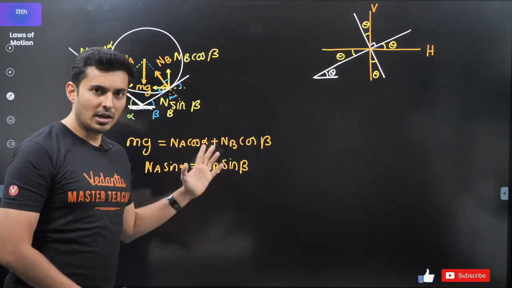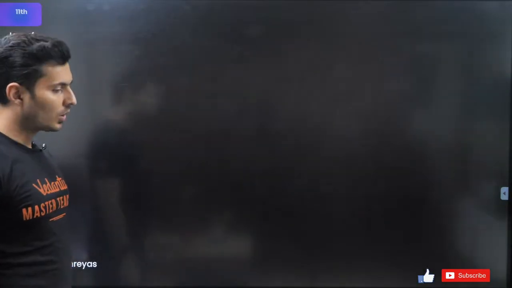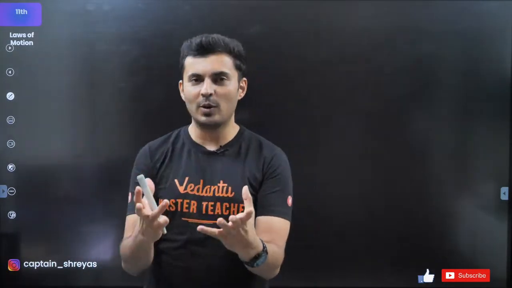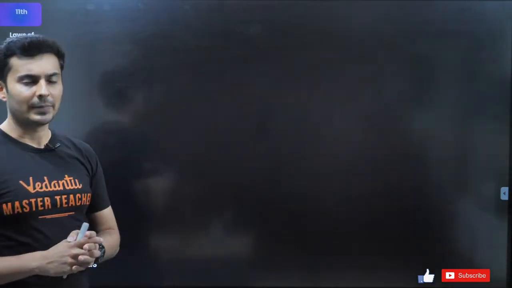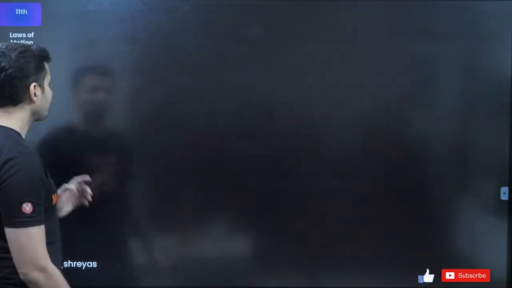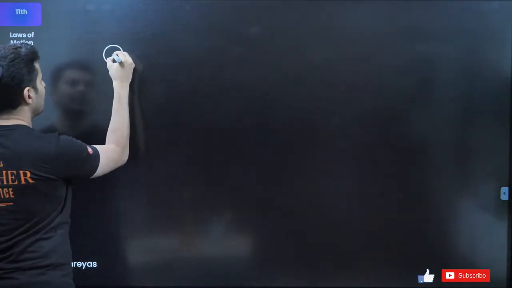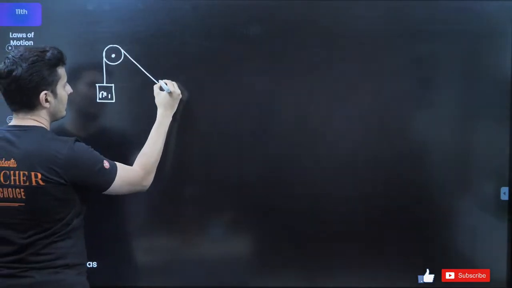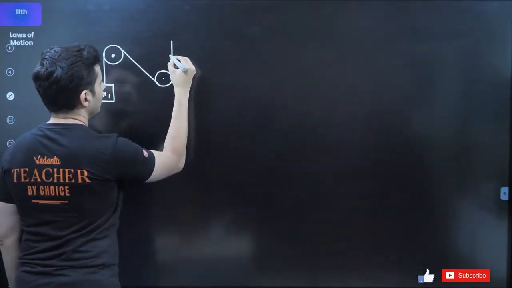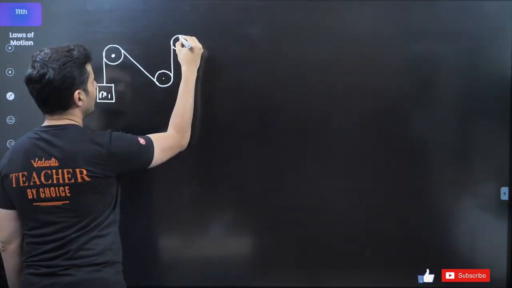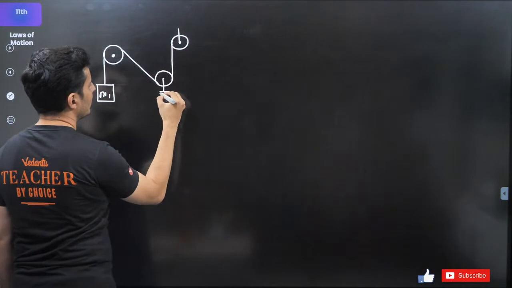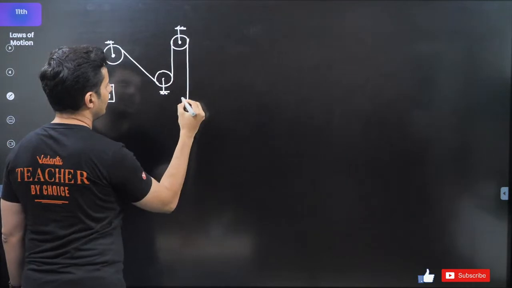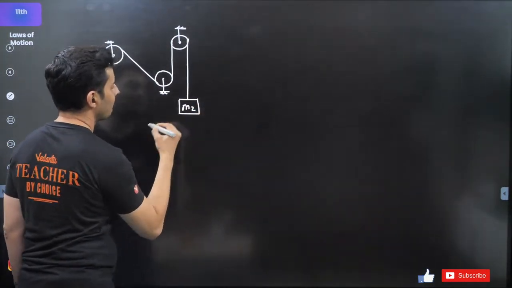Cool? Okay, understood? Clear? Let's solve some more questions based on pulley mass systems or even constraints. A lot of students have a lot of questions or misconceptions regarding that. Whenever you see a pulley mass system, let's say there is a mass m1 over here, there is this pulley over here, and maybe there is another pulley over here. These are all fixed pulleys, they cannot move from anywhere. And let's say finally there is a mass over here which is hanging.